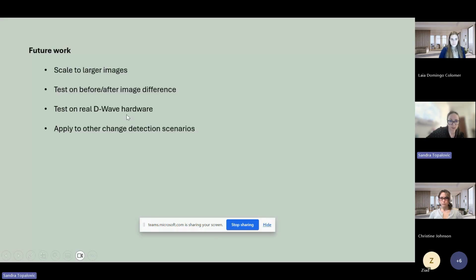Test on the real D-Wave hardware as well, using the quantum annealing, and also see how to apply to different detection scenarios. What is also missing here is getting the performance metrics and comparing them consistently in order to see if I'm going in a good direction or not. So with that, I will thank you.